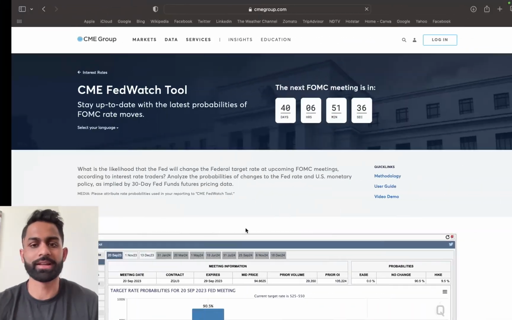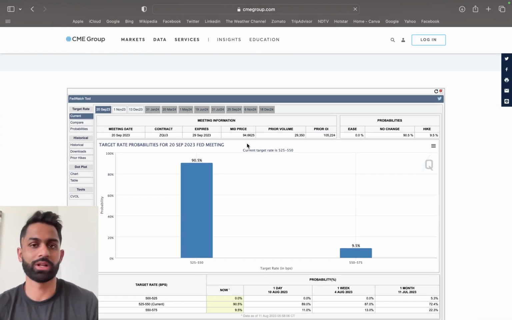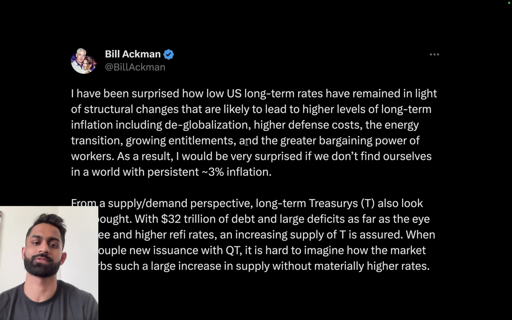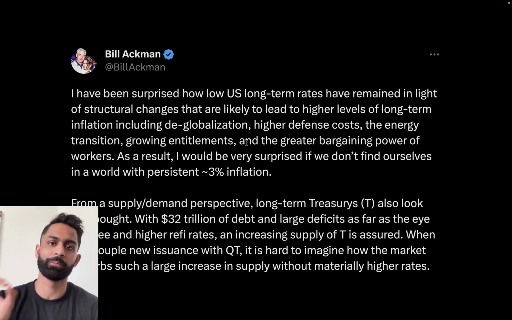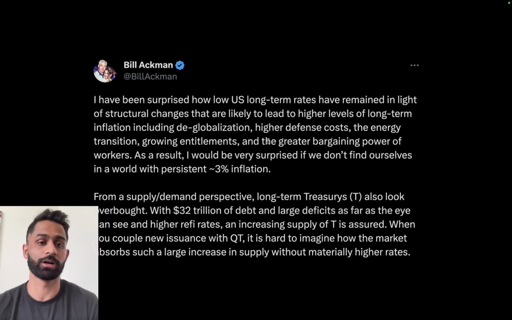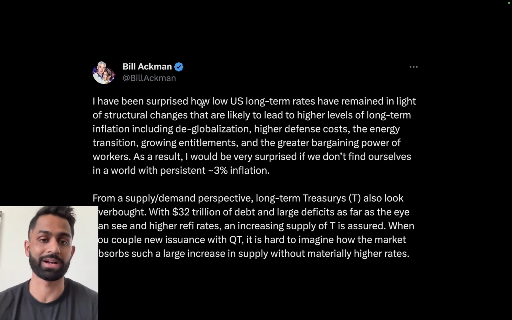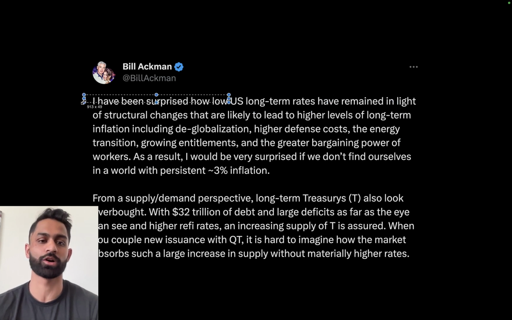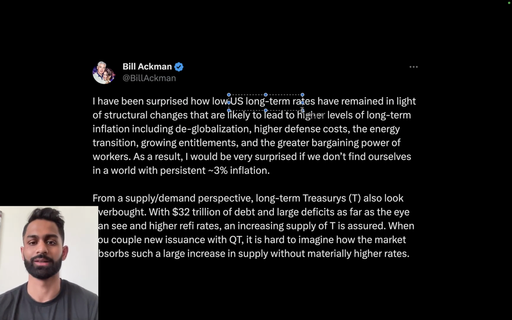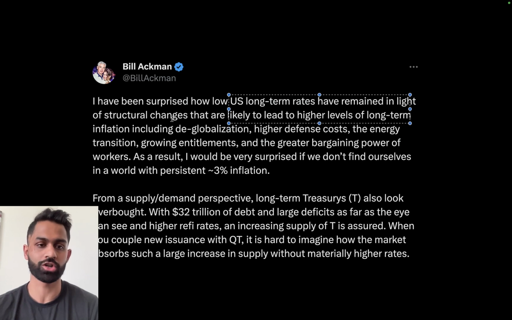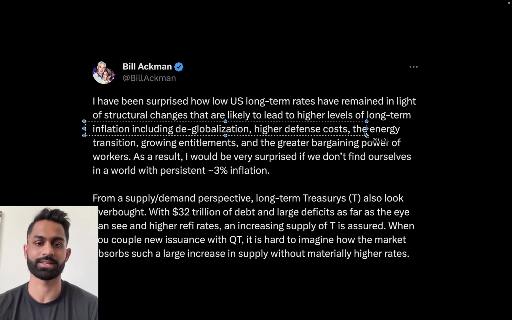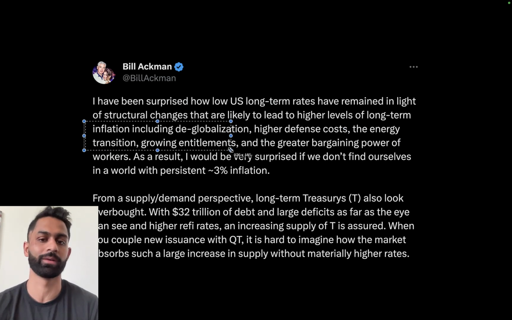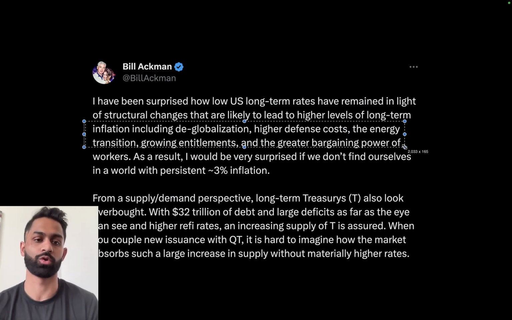So this right here is the CME Fed watch tool, as we already know, but we're going to come back to this. First of all, I want to break down exactly what Bill Ackman tweeted not too long ago. He mentioned that he's been surprised how low US long-term rates have remained in light of structural changes that are likely to lead to higher levels of long-term inflation, including deglobalization, higher defense costs, the energy transition, growing entitlements, and the greater bargaining power of workers.